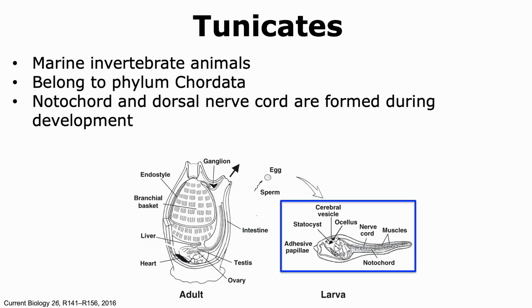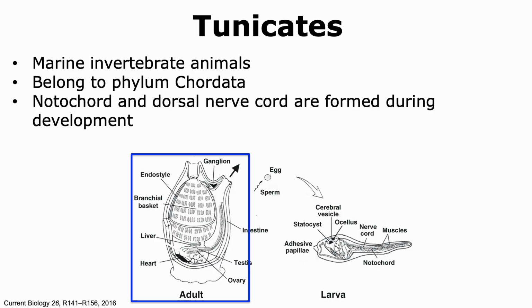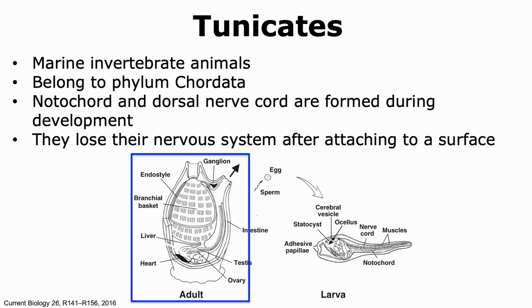The larva has a notochord and a dorsal nerve cord that were formed during early development, and this is why tunicates come under the phylum of Chordata. The larva will then attach to a substrate and undergo metamorphosis to form an adult. During this process, once the attachment to the surface happens, the organism loses the majority of its nervous system.